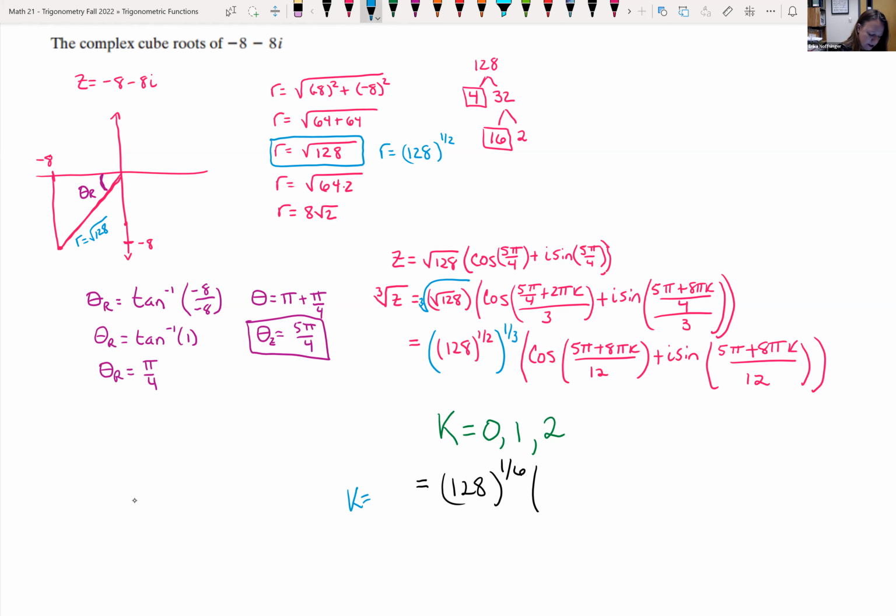k equals 0. So if k is equal to 0 here, that would be 5 pi over 12. Cosine of 5 pi over 12, plus I sine of 5 pi 12ths.